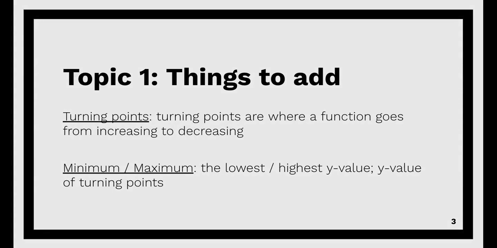There's a couple things I would like you to add to topic 1. One of the things that we didn't talk about in the last topic was turning points. A turning point is where a function goes from increasing to decreasing. That leads us to the minimum and the maximum, so the highest and lowest y values. Those y values are the y values of the turning points. Those turning points give us our minimums and our maximums.